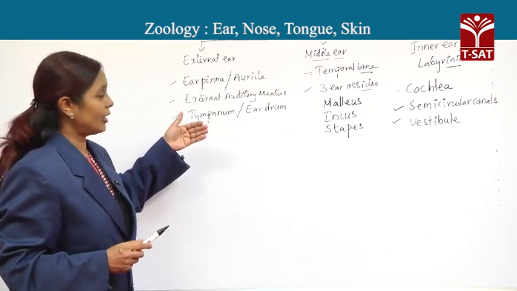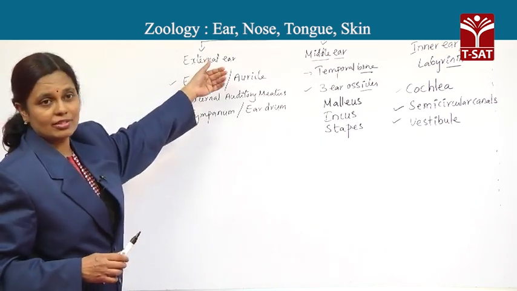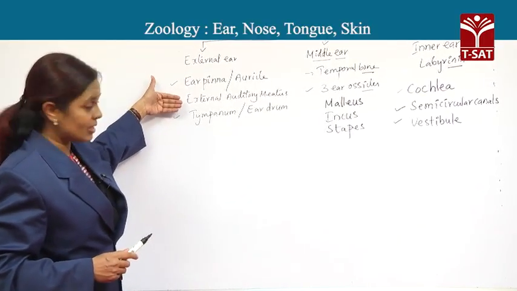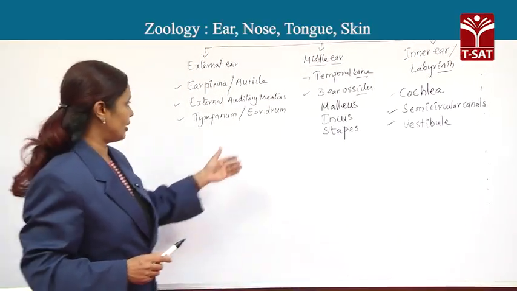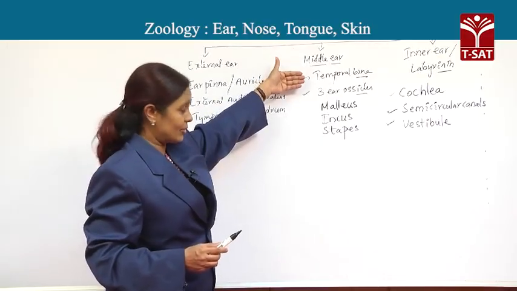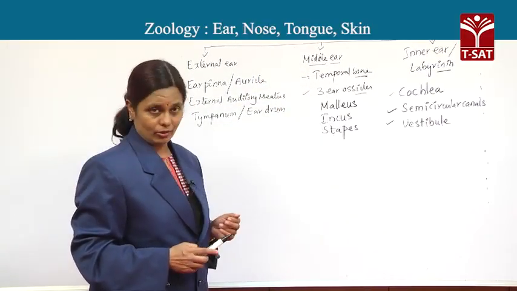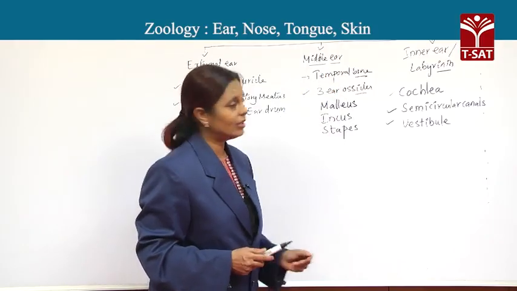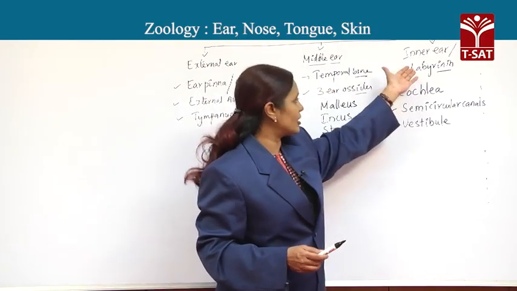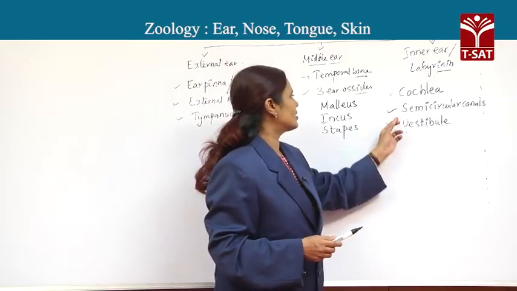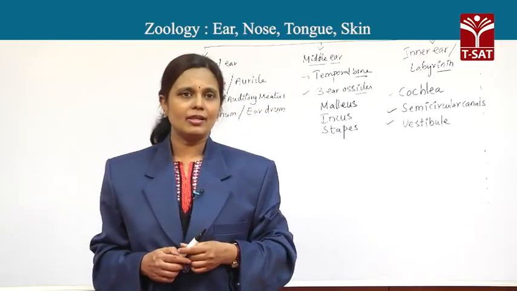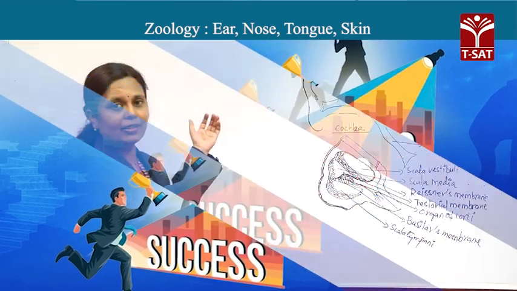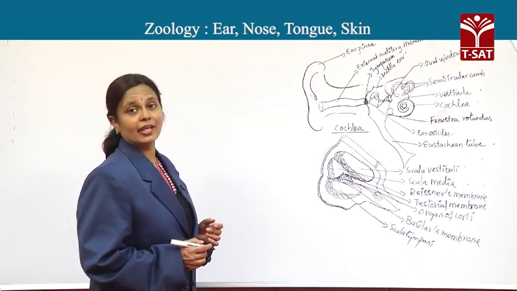So, this is the outline of the structure of the ear. External ear with ear pinna, external auditory meatus and tympanum or eardrum. Middle ear has a chain of three ear ossicles enclosed in the cavity of one temporal bone of the skull. Then the inner ear, otherwise called labyrinth, has three parts, namely cochlea, semicircular canals and vestibule. Let us learn about the structure of the external ear.